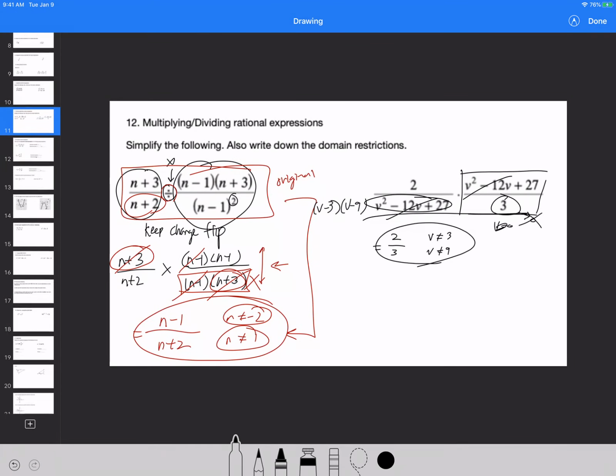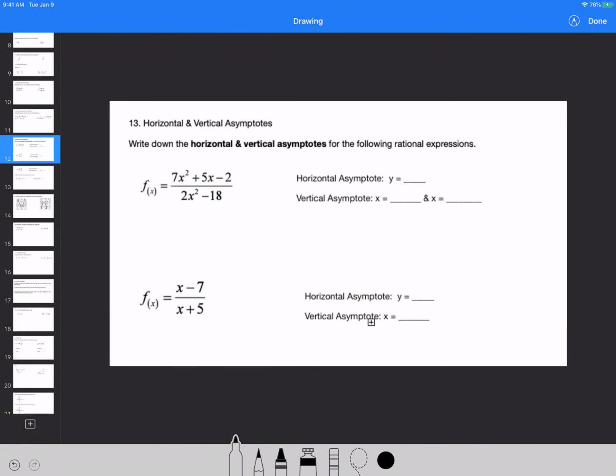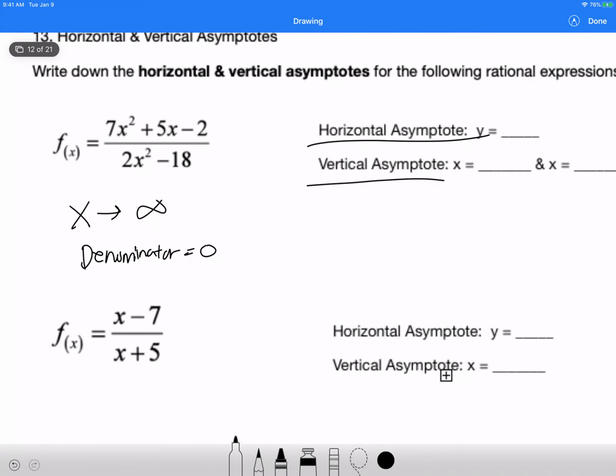All right, next question. Horizontal and vertical asymptotes. Horizontal asymptote is when you have x approaching a very, very big number. Vertical asymptote is when your denominator is 0. You really have to remember that. So here I have to set the denominator to 0 and solve it.